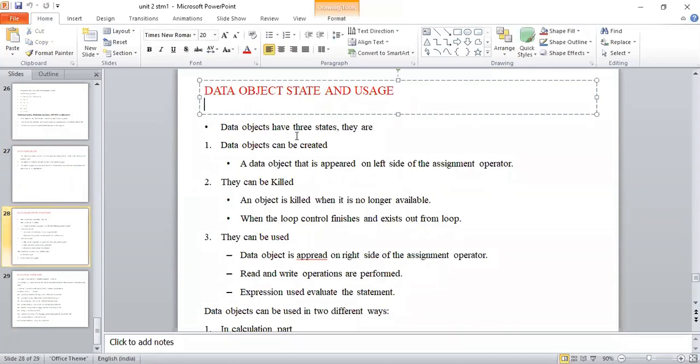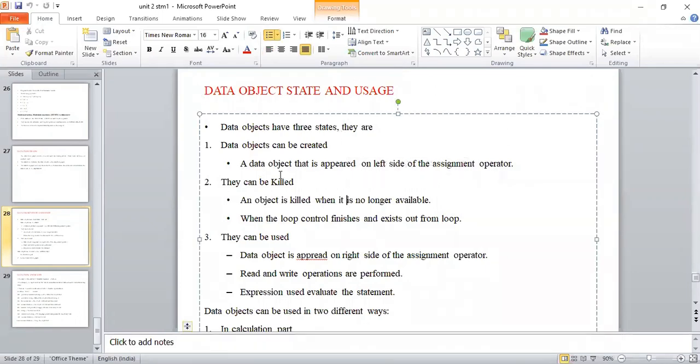Okay, data objects have three states. Data objects can reside in three states: one is the created state, one is the killed state, and one is the used state. The data object can be created, killed, or used. These are the three states in which a data object can reside.